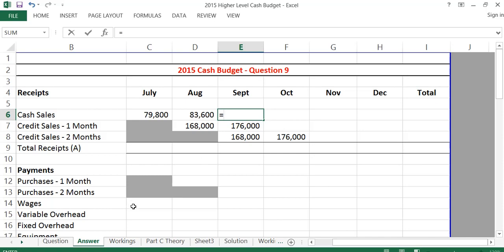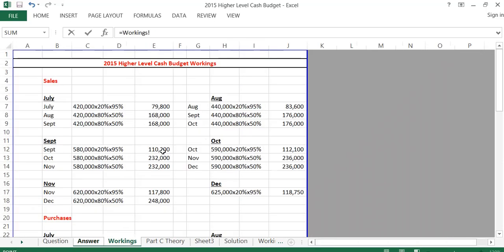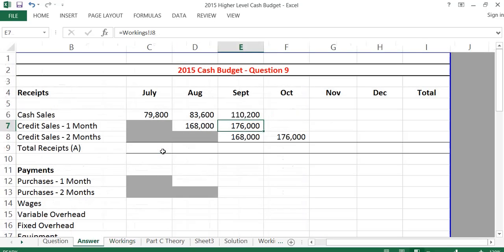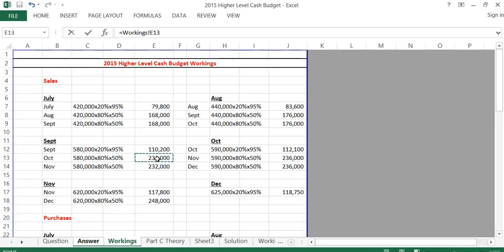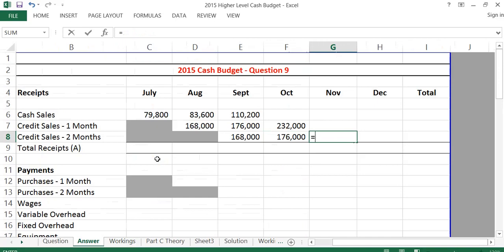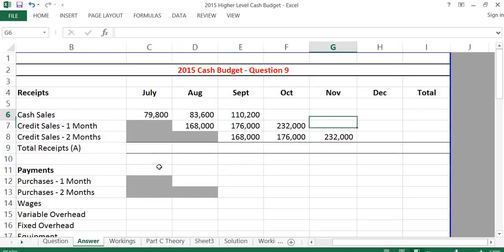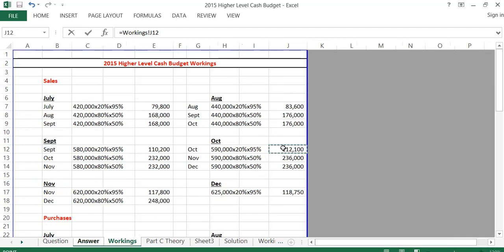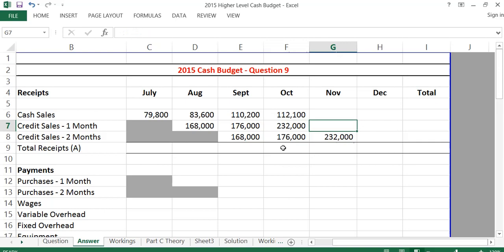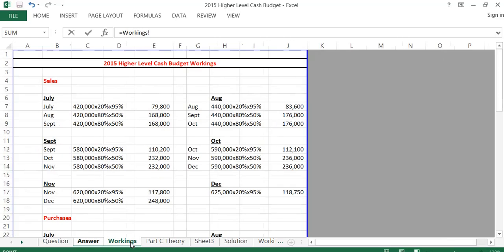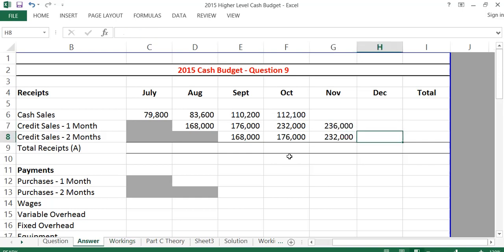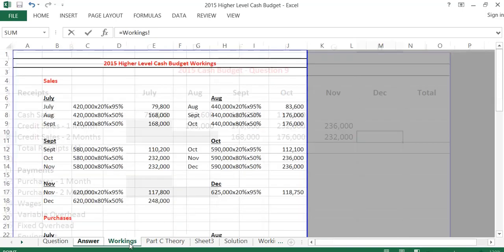In September, from the cash sales, I'm going to get 110,200, and from the credit sales, I'm going to get 232,000 in 1 month, and again 232,000 2 months later. In October, from the cash sales, I'm going to get 112,100, and then from the credit sales, I'm going to get 236,000, and again 236,000.